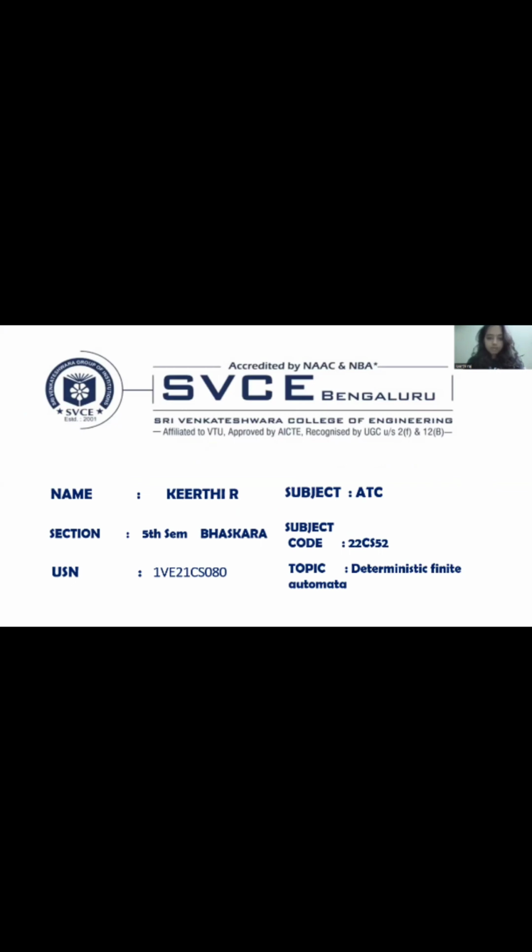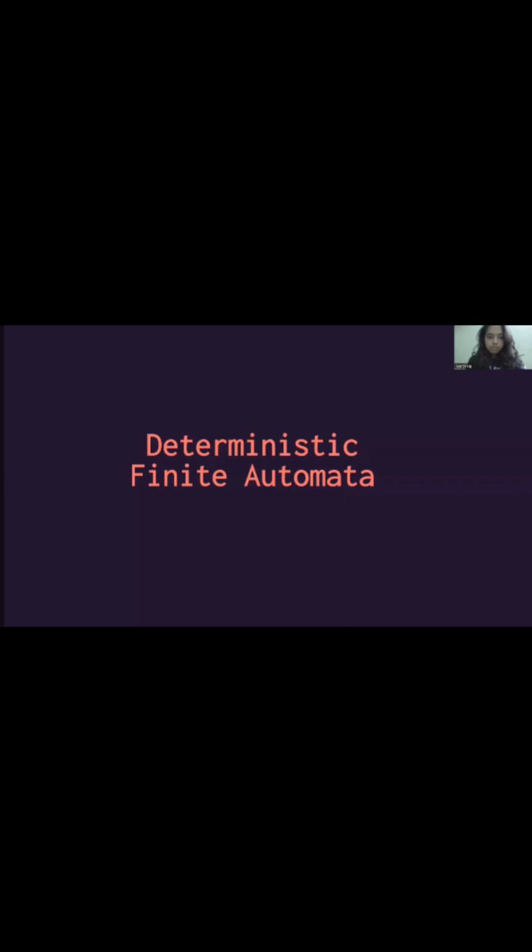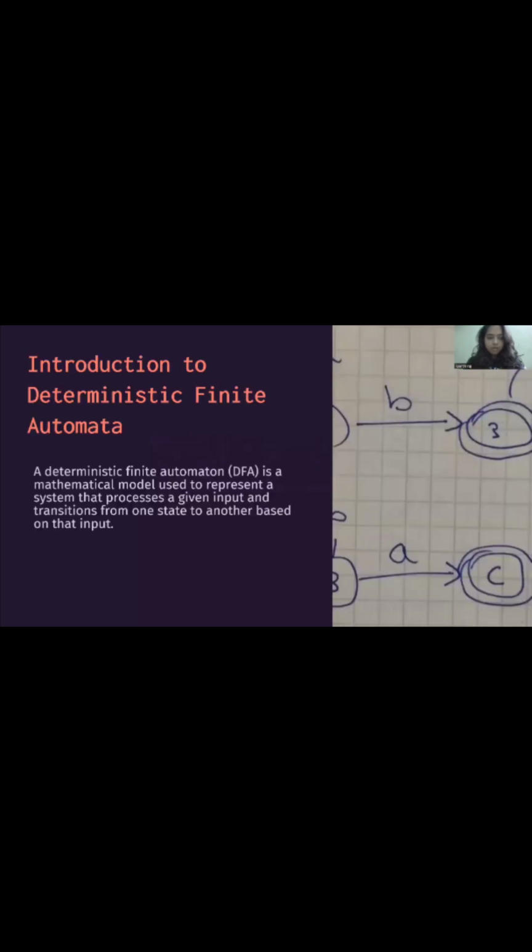College of Engineering. Today I'm going to be talking about deterministic finite automata. Automata is a mathematical model used to represent a system that processes a given input and transitions from one state to another based on the input.